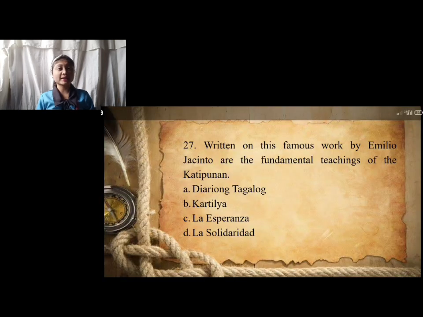So question number 27. Written on this famous work by Emilio Jacinto are the fundamental teachings of the Katipunan.